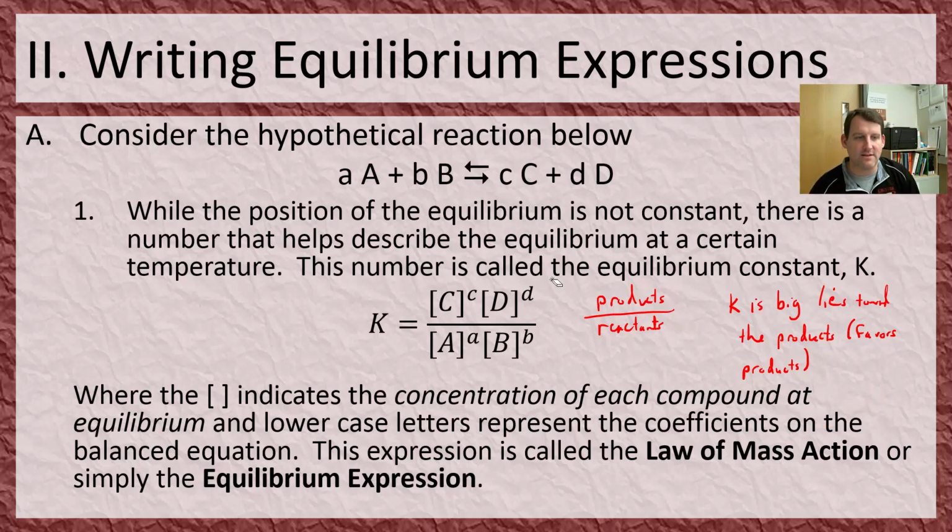So from the relative size of K, we can get a pretty good idea of whether we're going to get a lot of products from the reactants or a lot of reactants. We have to be careful on that because it's a little more complicated. We can't compare K's too closely. It's basically these big orders of magnitude, so it's only if it's really big or really small.